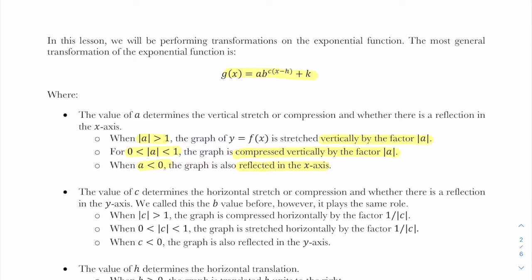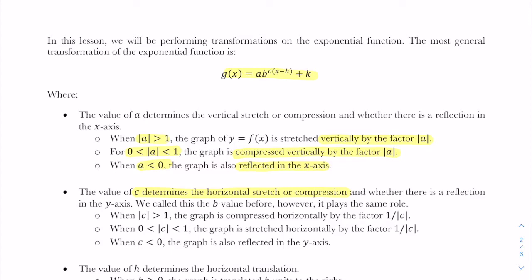We see a new letter here. I'm using the letter c to represent horizontal stretches and compressions. The reason for this is b now represents the base, and that was the letter I used in Unit 2 for the horizontal stretches and compressions. So this is a new letter, but it plays the same role.